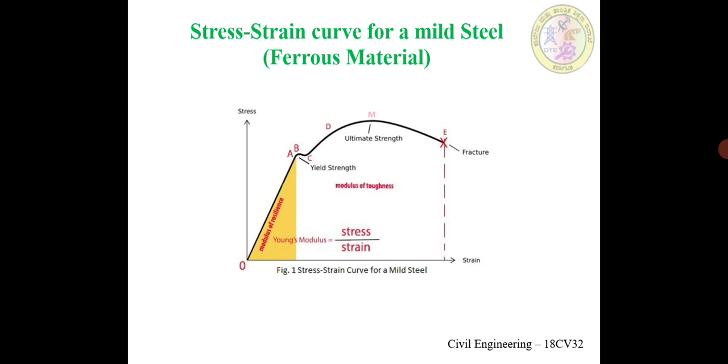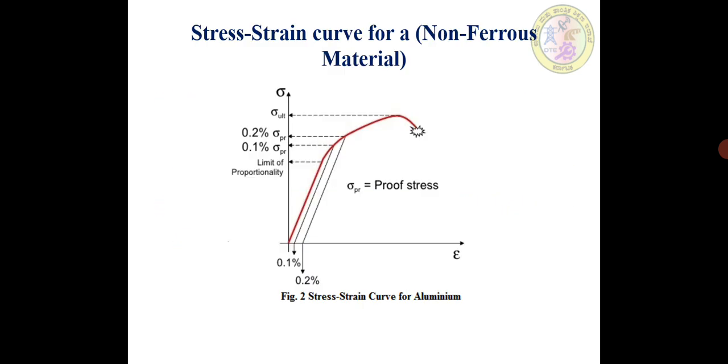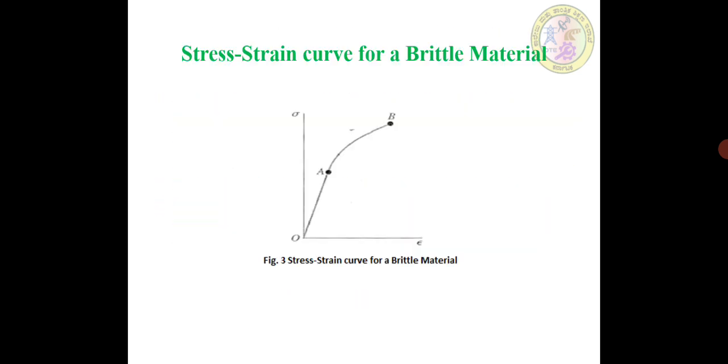So in the examination, students are required to explain the various salient points of the stress strain curve either for mild steel or for a non-ferrous material like aluminium, and in case of brittle material, you have to show the diagram represented in figure 3. Thank you.